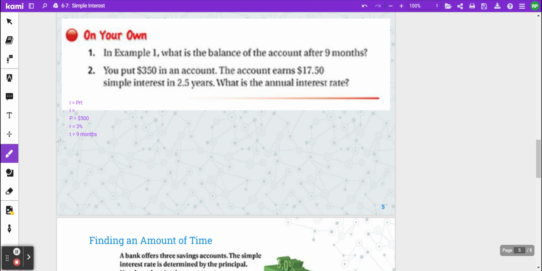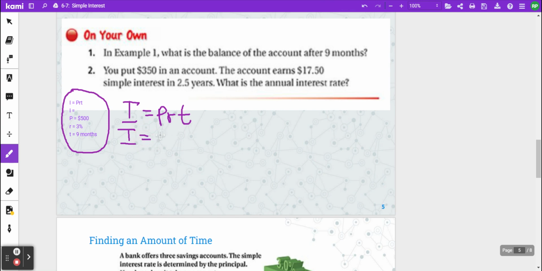Here are a couple of example problems. For this first one, it says, in example 1, what is the balance of the account after 9 months? So I already copied the information from example 1, changing only the amount of time to 9 months. So we'll still use the equation I = PRT. We still need to solve for the amount of interest earned, even though the question is asking for the balance. The reason being is to find the balance, we add the amount of interest earned to the initial principal.